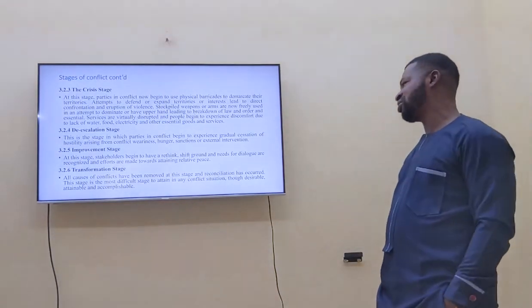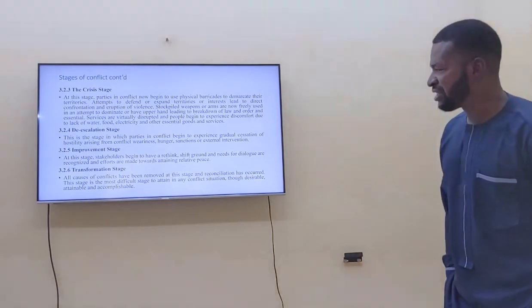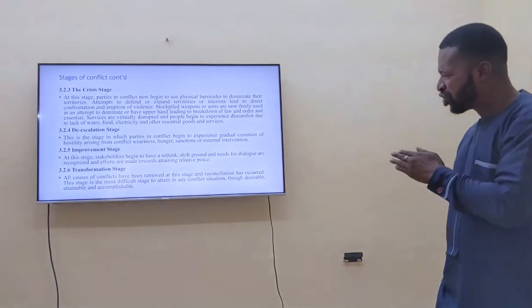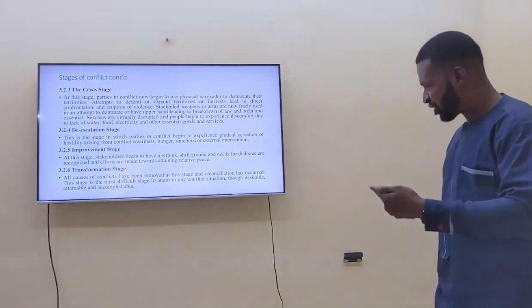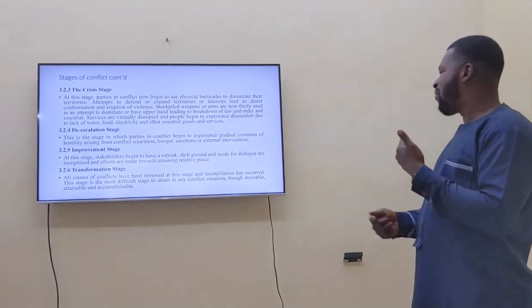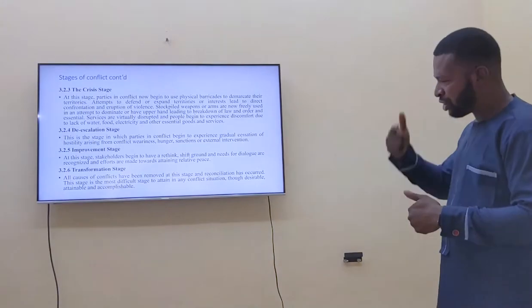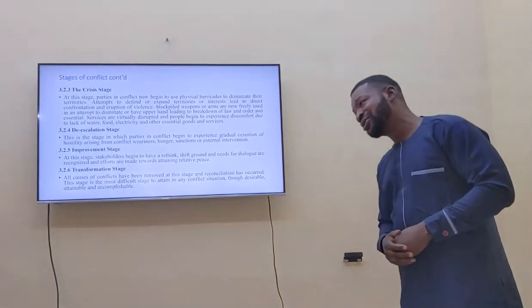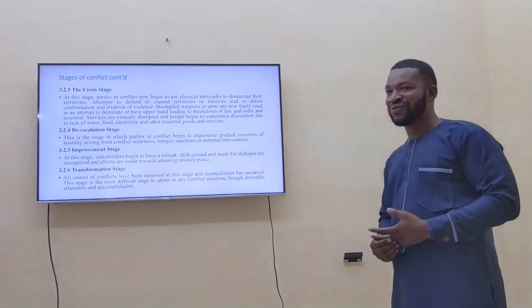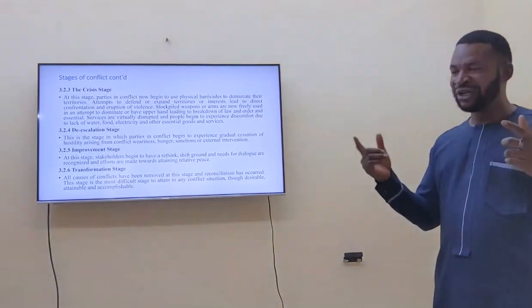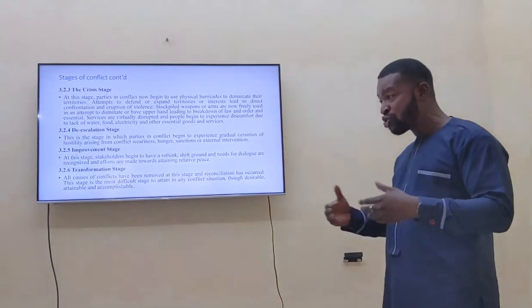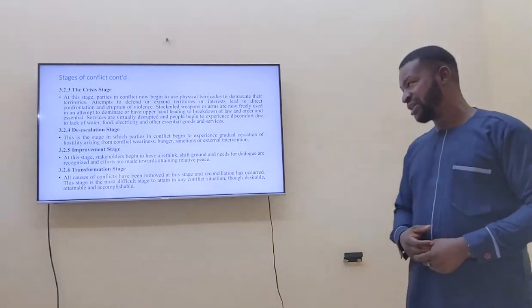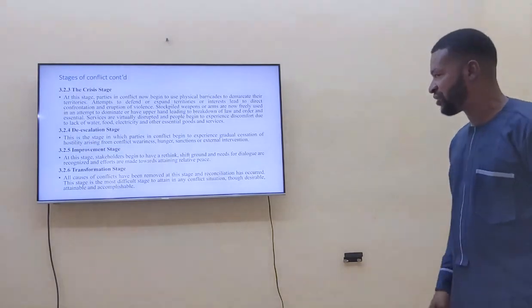The next one is the transformation stage. At this stage, all causes of the conflict have somehow been removed or shifted. Reconciliation has occurred, and the outcome of the reconciliation is what we now call the transformation. This is usually a very difficult stage, because for you to get to the transformation stage, both parties will have to make a lot of compromises. And that compromise is usually difficult, but it is quite achievable anyway.